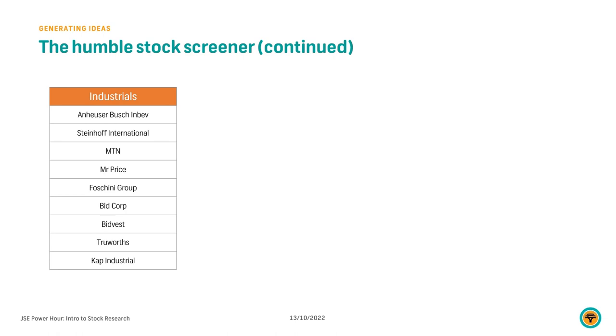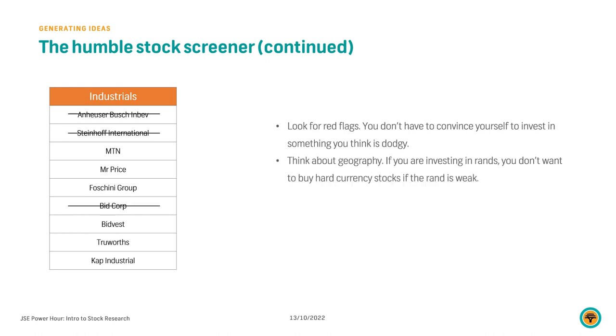We've got Anheuser-Busch, Steinhoff, MTN, Mr. Price, Foschini, Bidcorp, Bidvest, Truworths, and CAP. So where do we start? Red flags. I don't like Steinhoff. No one likes Steinhoff. I'm not going to invest in Steinhoff. It's okay to think something's just dodgy and you don't want to look at it further.